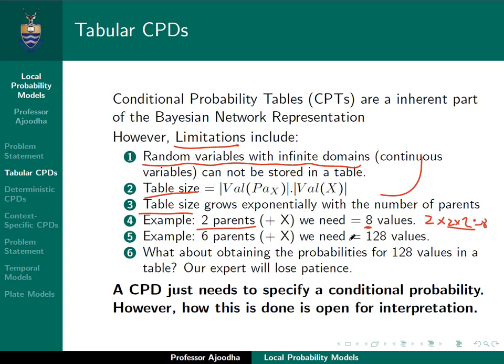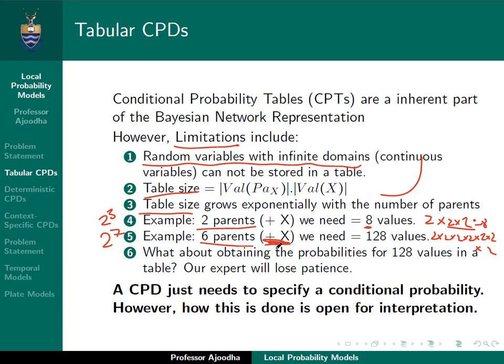If you have 6 parents, then it's 2 times 2 times 2 times 2 times 2 times 2, and then the extra times 2, because it's actually 2 to the power of 7 for this one, and 2 to the power of 3 for this one, because you need to include the value itself. So the parents plus the actual variable itself. So it becomes 2 to the power of 7.